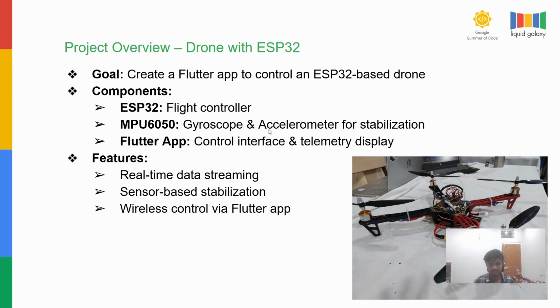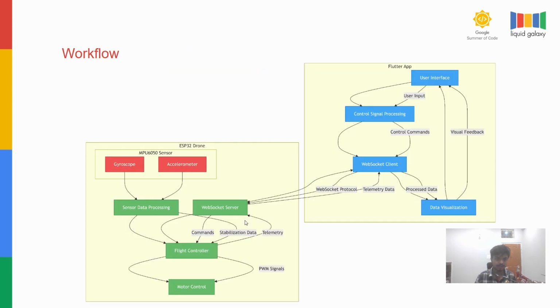Let's read about the components. Yeah, it has an MPU 6050. You can see the middle. This sensor is an MPU 6050. It's a gyroscope accelerometer. It is used to stabilize this drone. And I have a Flutter app that controls this drone's motors by sending it control signals via WebSocket in real time. So its features are real-time data streaming, sensor-based stabilization, and wireless control through a Flutter app.